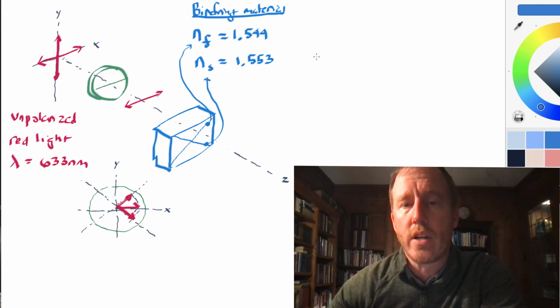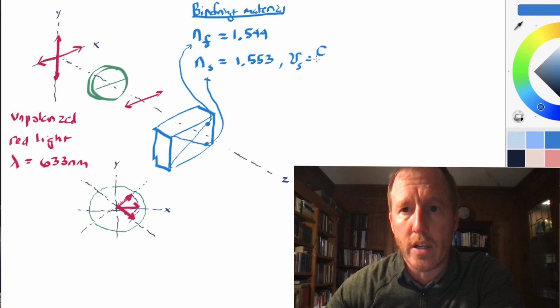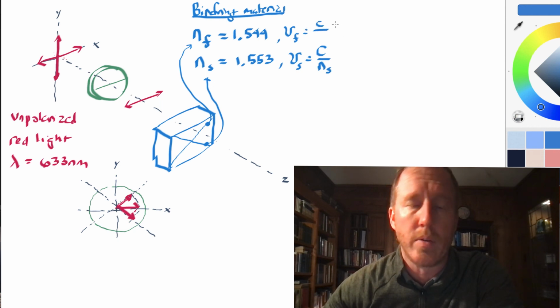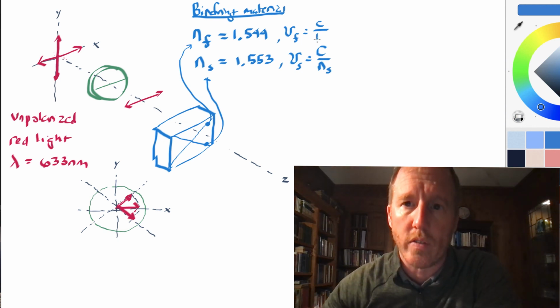So notice that for the slow axis, the refractive index is larger. That implies that the speed of light is slower, because you might recall that the velocity of light in a medium is equal to the speed of light divided by the refractive index of that medium. So the larger the refractive index, the slower the beam. So I'm just kind of saying this to jog your memory that the velocity of light is related to the velocity of light in a vacuum or in air, because air is pretty close to a vacuum, divided by the refractive index of that medium.